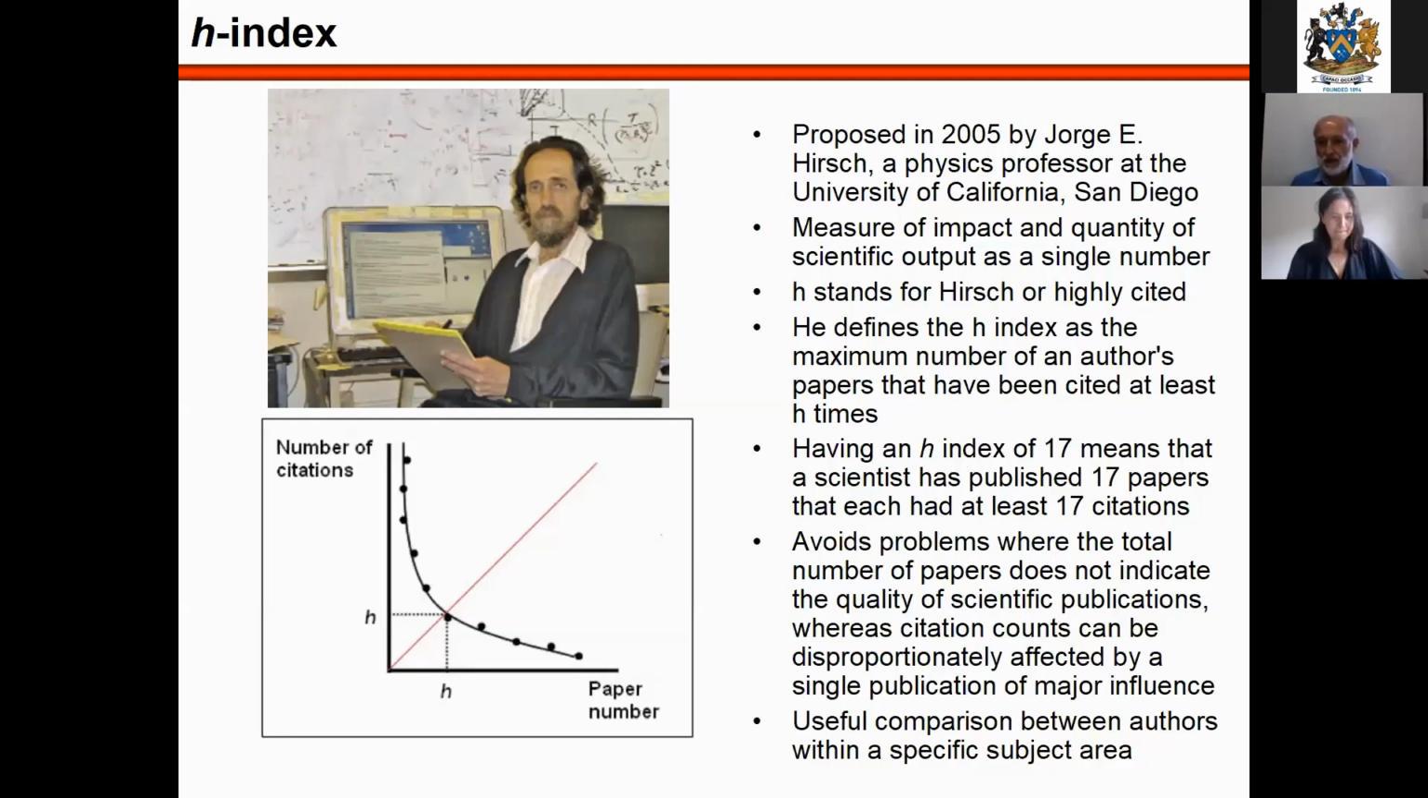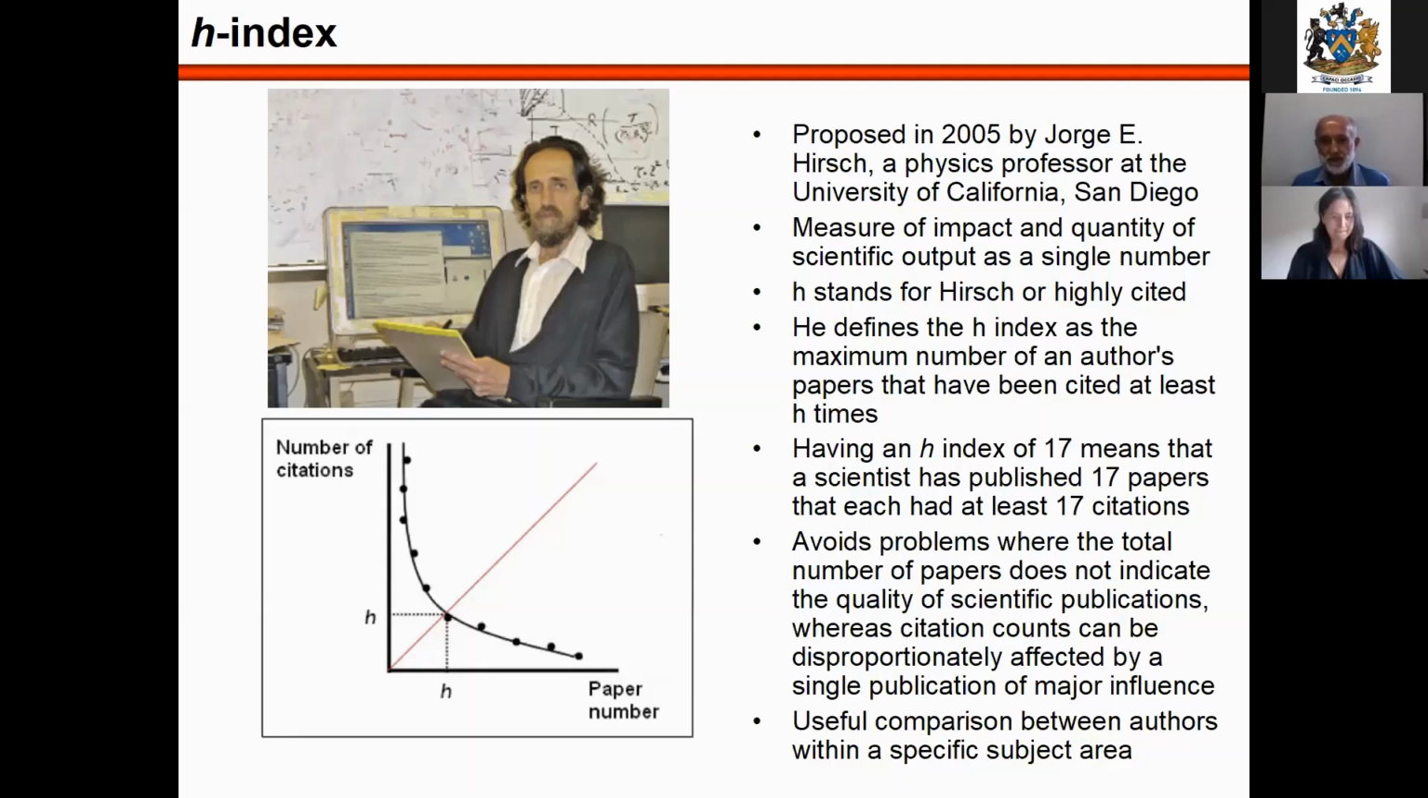So as an example, having an H-index of 17 means that a scientist has published 17 papers that each had at least 17 citations. And this avoids problems where the total number of papers does not indicate the quality of scientific publications, whereas citation counts can be disproportionately affected by a single publication of major influence. So this really provides a useful comparison between authors within a specific subject area.